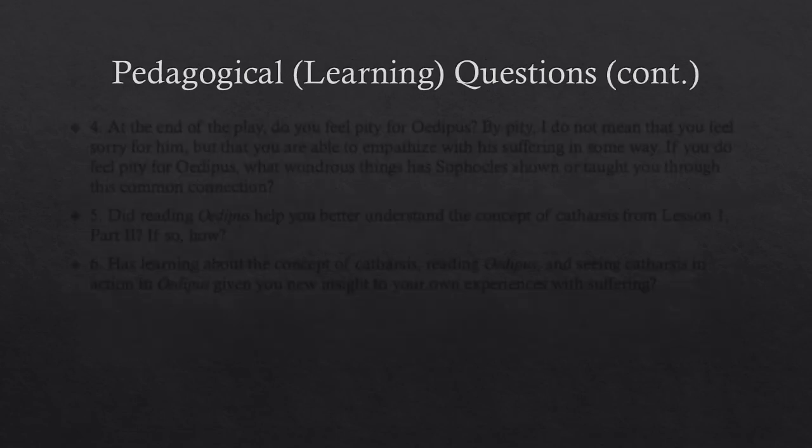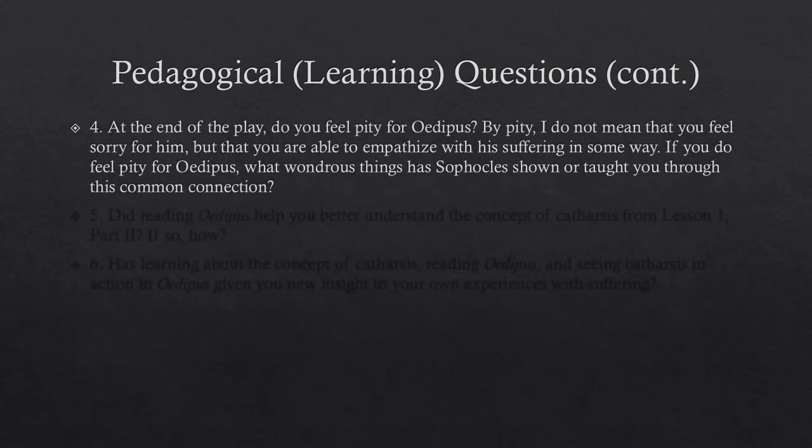Just a few more for you to consider. Remember, you just have to pick one. At the end of the play, do you feel pity for Oedipus? So here I'm trying to really draw on the idea of catharsis we learned about in part 2. And so by pity, I mean the Greek meaning of the word, empathy. Like, are you able to empathize with him here? Because some people, I think, would struggle. Oedipus' story is somewhat horrific and grotesque and unique. So not everyone may feel empathy or pity for him. But if you do, I think this question is really important and you might choose it.